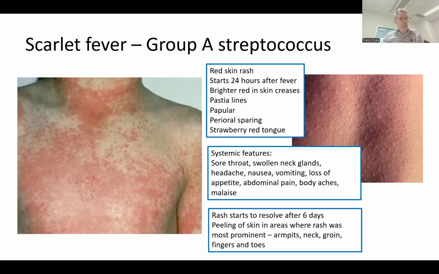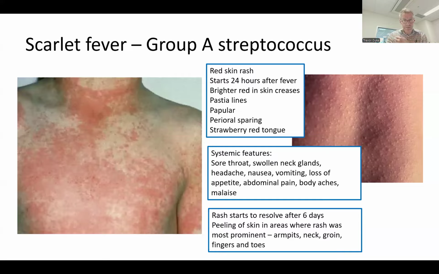There are sometimes these things called pustule lines. That usually doesn't happen immediately, but pustule lines is where you've got a very marked inflammation in the skin creases, and that leads to some bleeding underneath the skin because the vessels are quite friable.